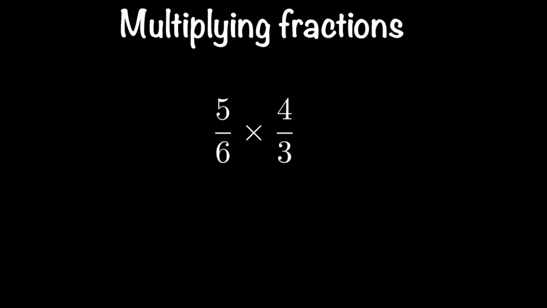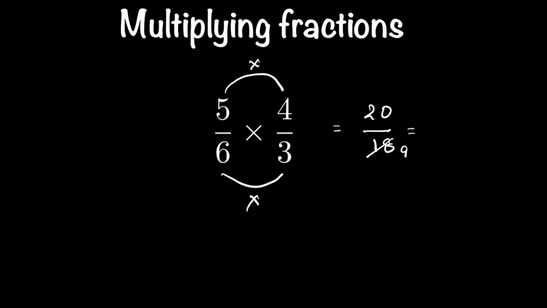When the numerator or denominator is not divisible by the same number, then simply we multiply the numerators. So 5 times 4 is 20, and then multiply the denominators. 6 times 3 is 18. And then try to reduce the number to bring it to the simplest form of fraction. So we can divide and bring it to the simplest form.